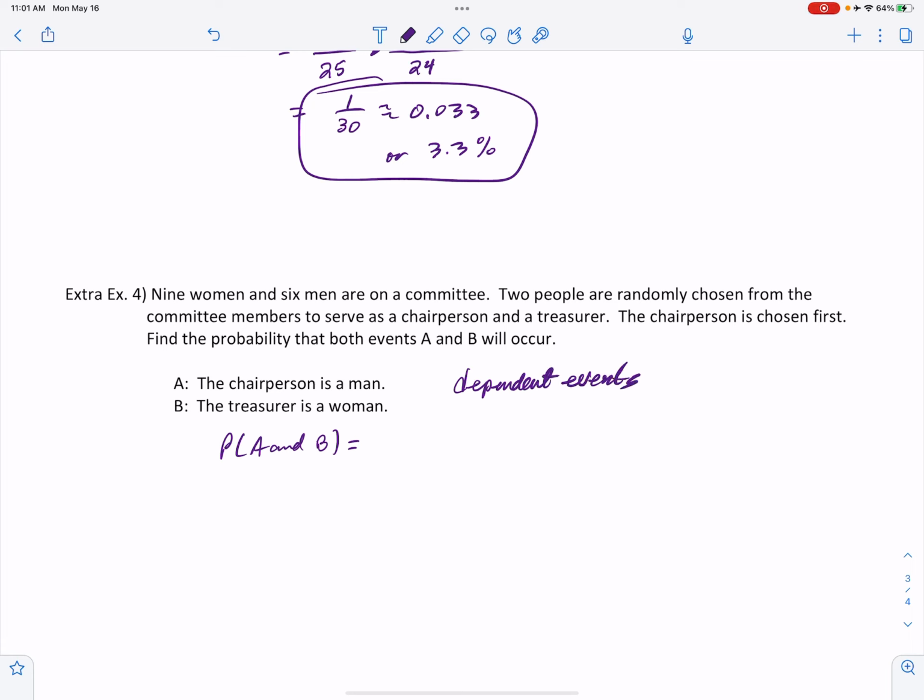So we're going to choose dependent events, and when that happens, we get the probability of A times the probability of B, given that A has occurred. The probability that the chairperson is a man: there are 6 people out of a total of 15. And then on the second one, one person's gone from the selection, so there's only 14. The second is that the treasurer is a woman. You didn't pick any women the first time, so there are still 9 women left. And so this is 6/15 times 9/14.